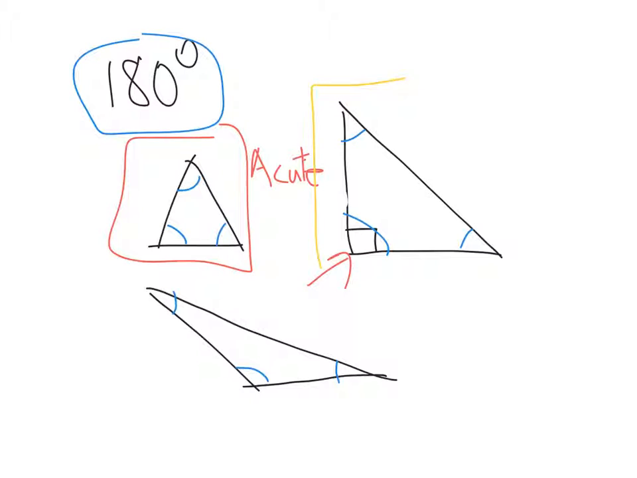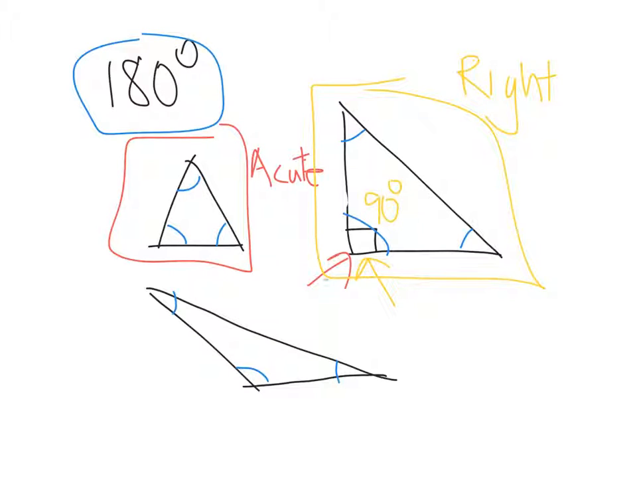Now this one here, it has that angle right there. That angle, that box within a triangle, within any shape, indicates that that is a 90-degree angle. A 90-degree angle within a triangle means automatically it is a right triangle.